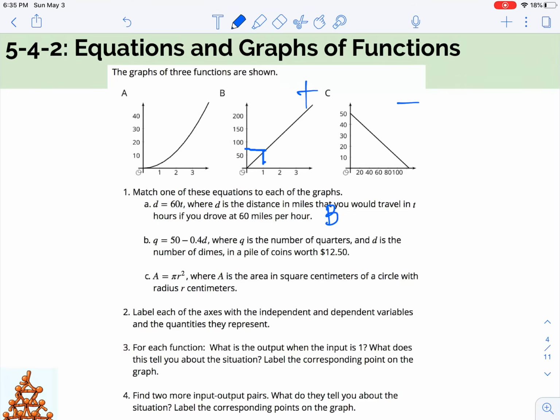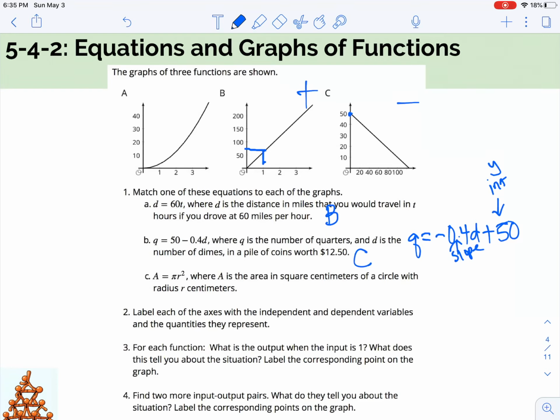And then B says Q equals 50 minus 0.4D, where Q is the number of quarters and D is the number of dimes, a pile of coins worth $12.50. So if we were to rearrange this, you could say Q is negative 0.4D plus 50. Okay, so 50 is your y-intercept, and this is your slope. Well, cool. It's a negative slope and a y-intercept of 50. So that means that goes with C.